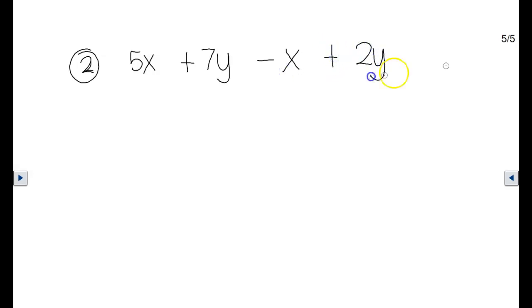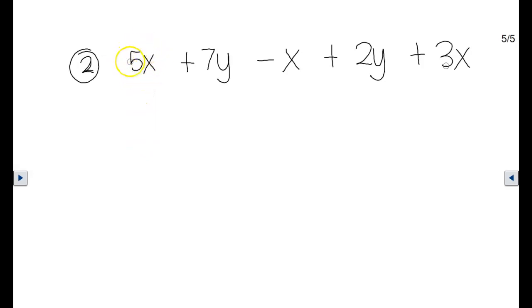All right, here's another one. We're going to do 5x plus 7y minus x plus 2y plus 3x. Now, remember a term has to have a number part and a variable part. So let's see how many terms we've got.